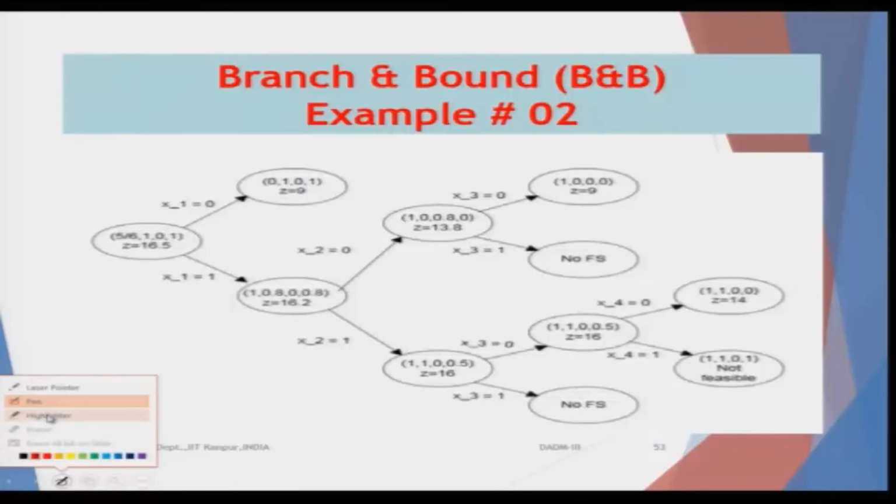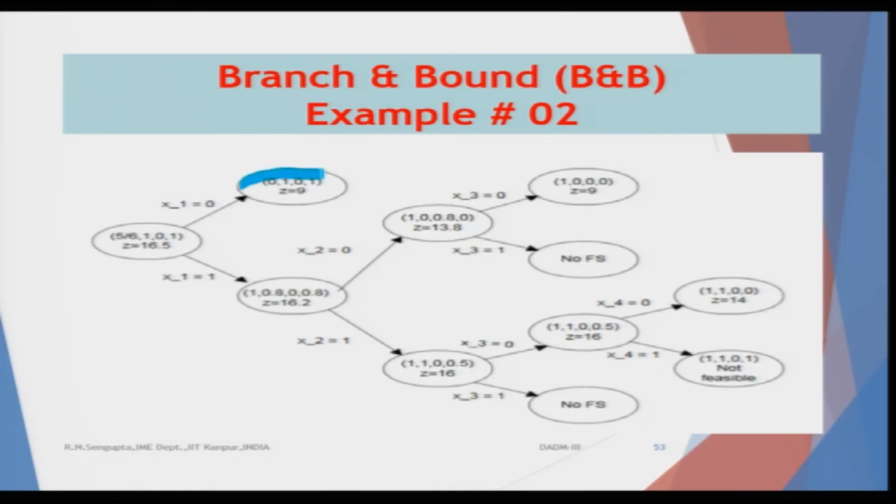So, let me check where we are in the micro and the macro scale, considering the overall branch and bound diagram. Where we are, I said I will highlight using green color, and the areas we have already visited, we will highlight by blue color. First we will highlight the blue part. We have already visited this.